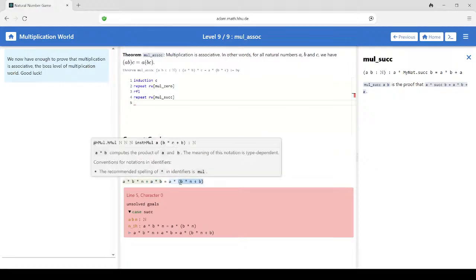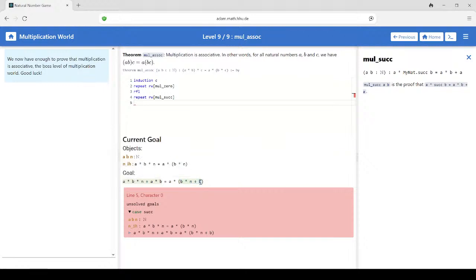We have b times n being done first, plus b times a. Those seem different to me. Or here, let's use the induction hypothesis. A times b plus n, a times b times n. And we can get something much closer. Right, rewrite.